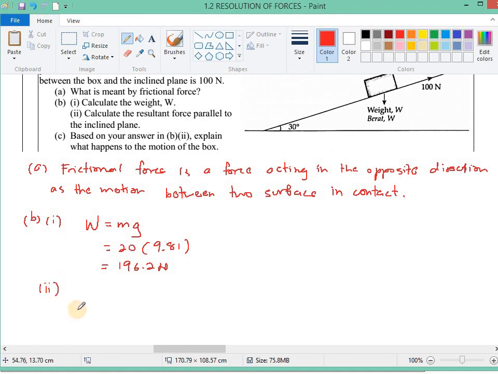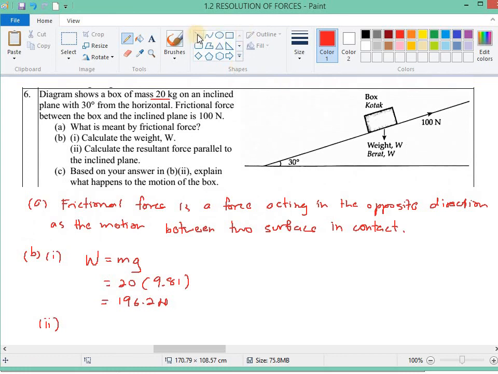After that, calculate the resultant force parallel to the inclined plane. That means they want you to find the force that is in this direction. This is the resultant force parallel to the inclined plane. That means you take this force plus this friction, 100 Newton.